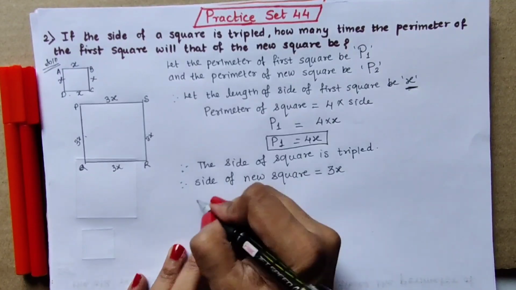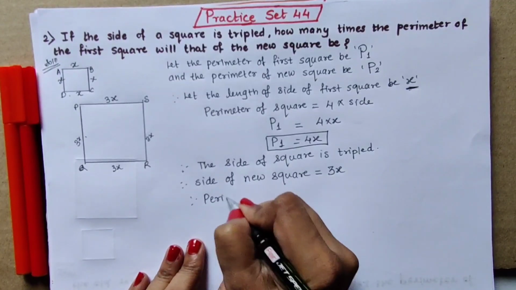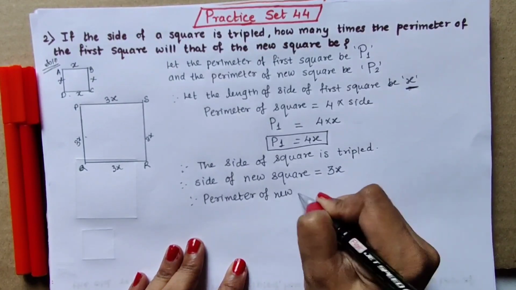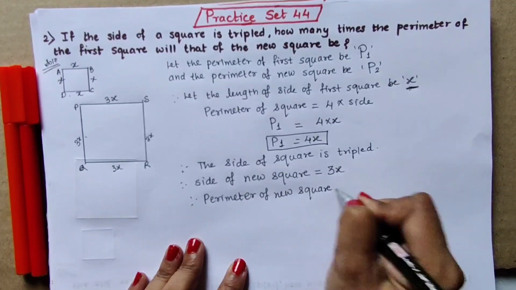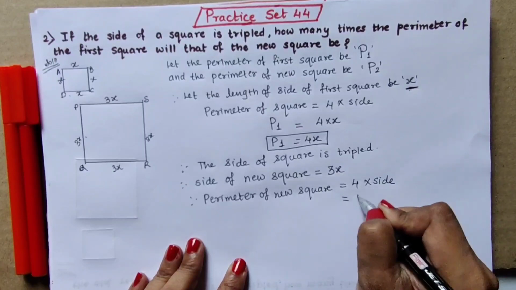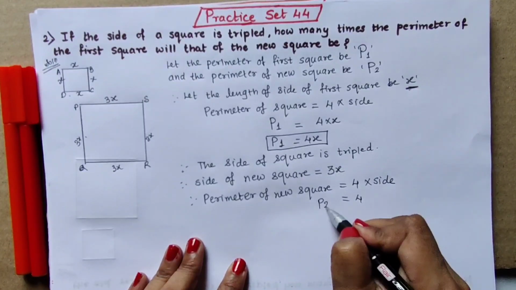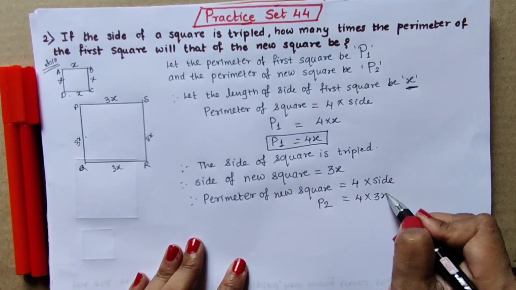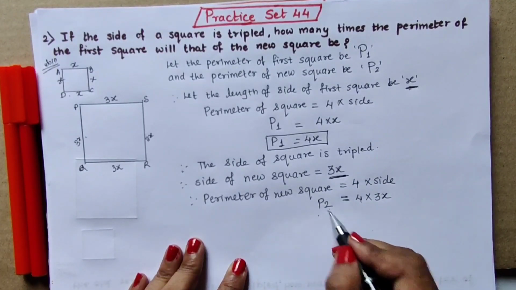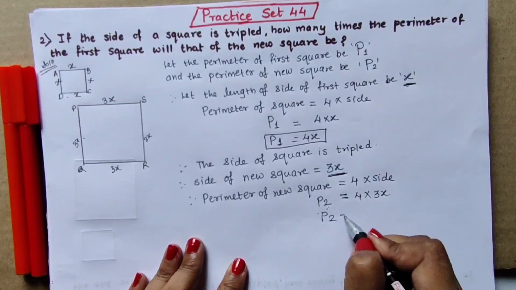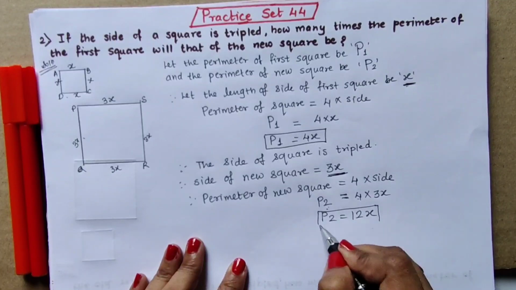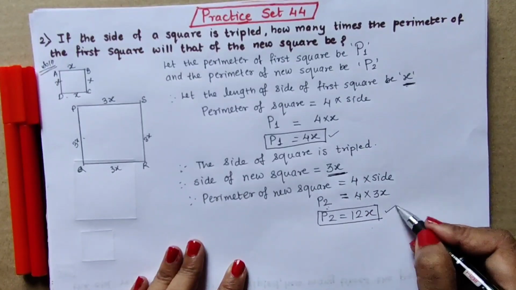And therefore perimeter of new square, again same formula, 4 multiplied by side we can write, and 4 multiplied by side P2. 4 multiplied by side is 3x. Now side we have got 3x. So perimeter of second square or perimeter of new square P2 is equal to 4 3s are 12x. So in this way we have got perimeter of both the squares, first square also and new square also.